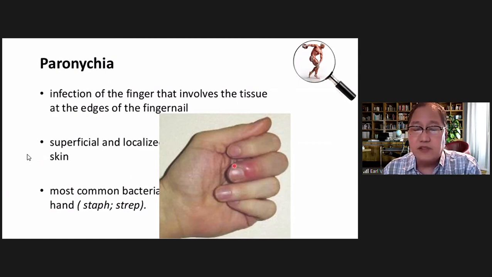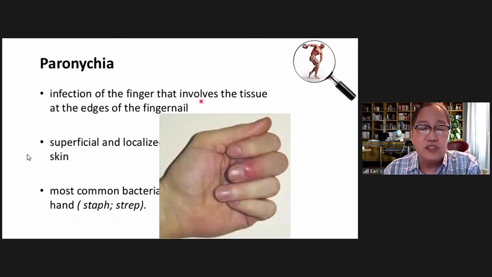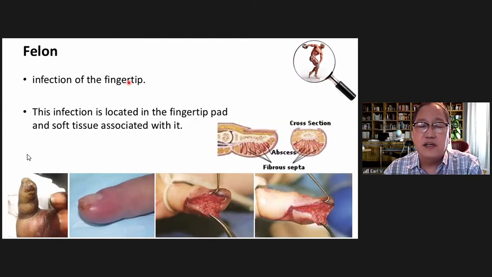Oral antibiotics is very important here. So paronychia treatment: wound care, collection of pus, drainage of pus, oral antibiotics, and daily dressing. Paronychia is an infection that involves the tissue and edges of the fingernail. Felon, on the other hand, is an infection at the fingertip.